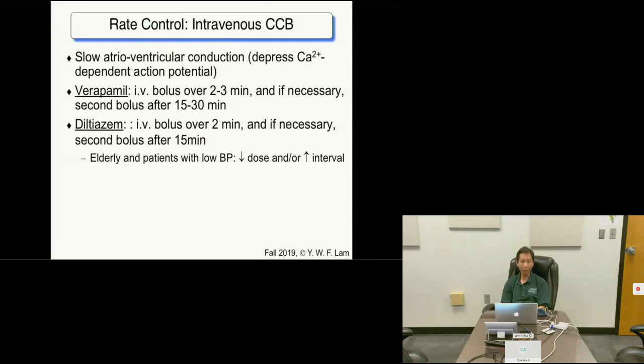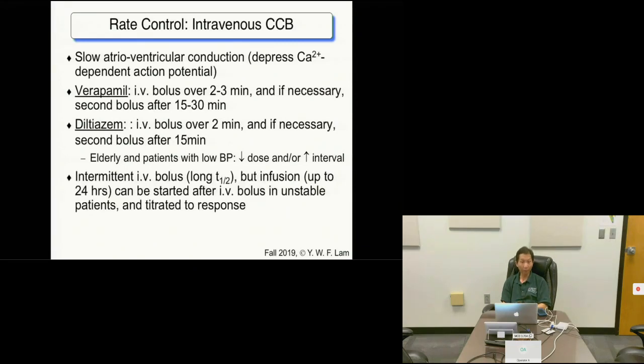Under the sub-bullet point of diltiazem, you can see that I put down elderly and patients with low blood pressure: you decrease the dose or you increase the dosing interval. It makes sense because calcium channel blockers in general are used as antihypertensive agents. So if you have a patient who has low blood pressure, or a patient who is elderly and whose baroreflex is not really working well because of the aging process, then you need to think about backing off on the dose, or increasing the dosing interval. The idea is to decrease the systemic exposure to verapamil or diltiazem.